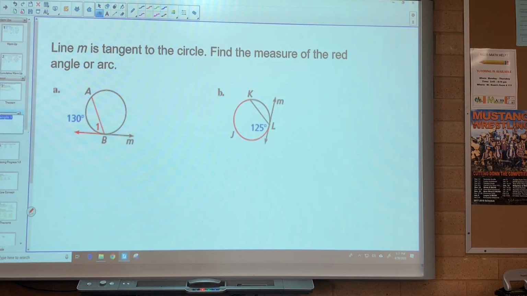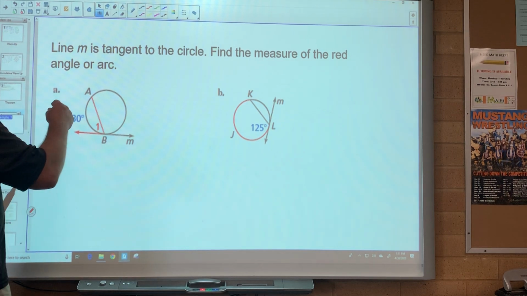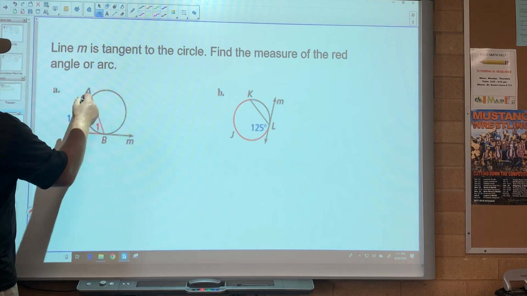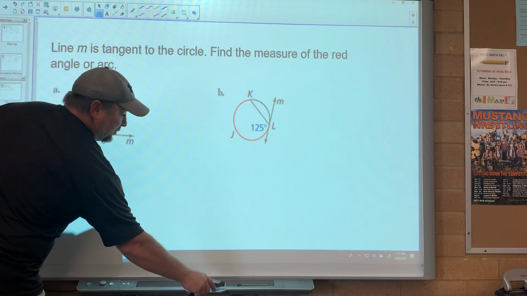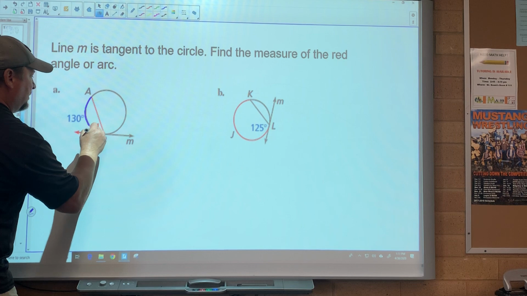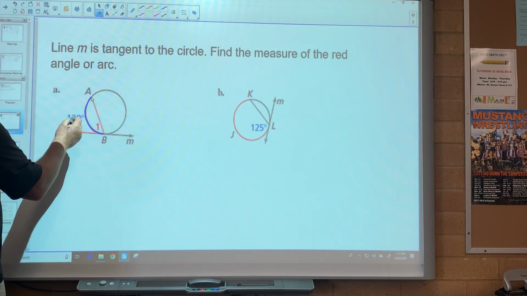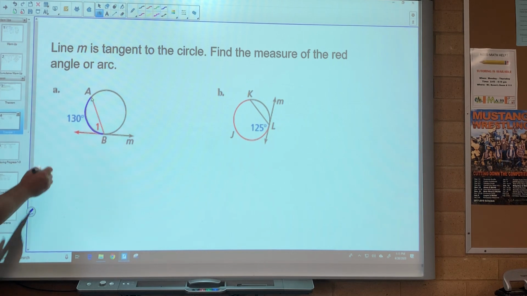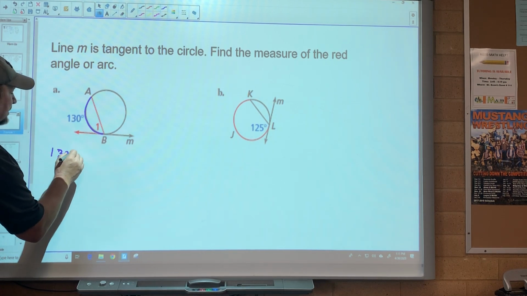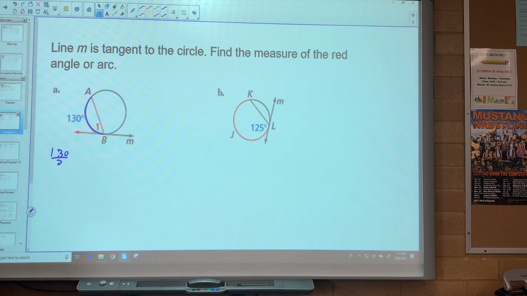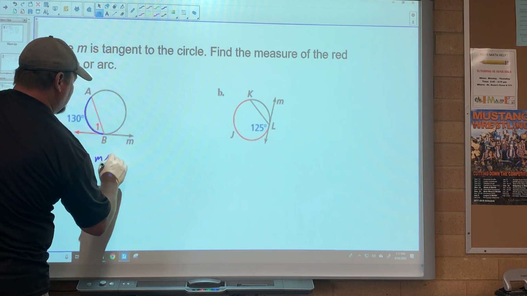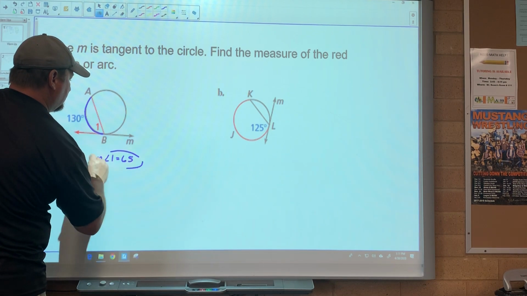All right, so here they have this, and they want us to find the measure of the red angle. So here's the red angle, and they gave us this arc, and it's in blue, and this arc goes from here to here. And so we know that's 130, so our angle should be half of it. So 130 divided by 2 should be 65. So 65 is the measure of angle 1.